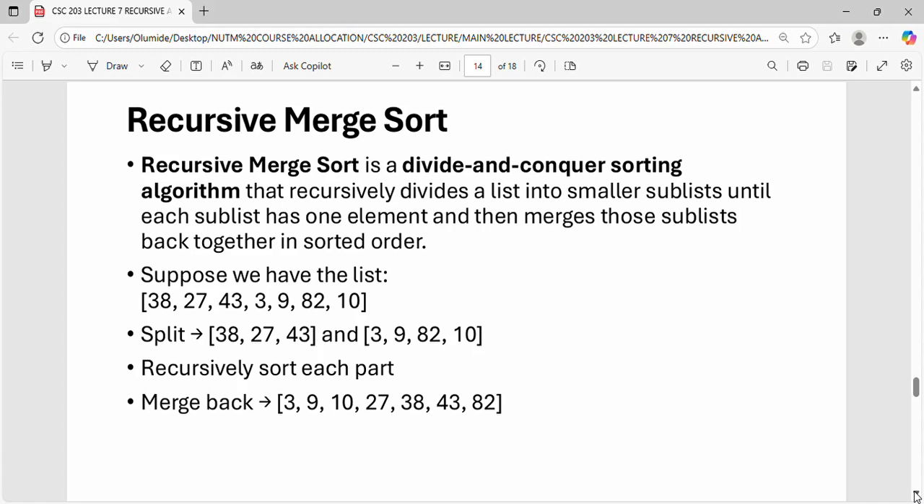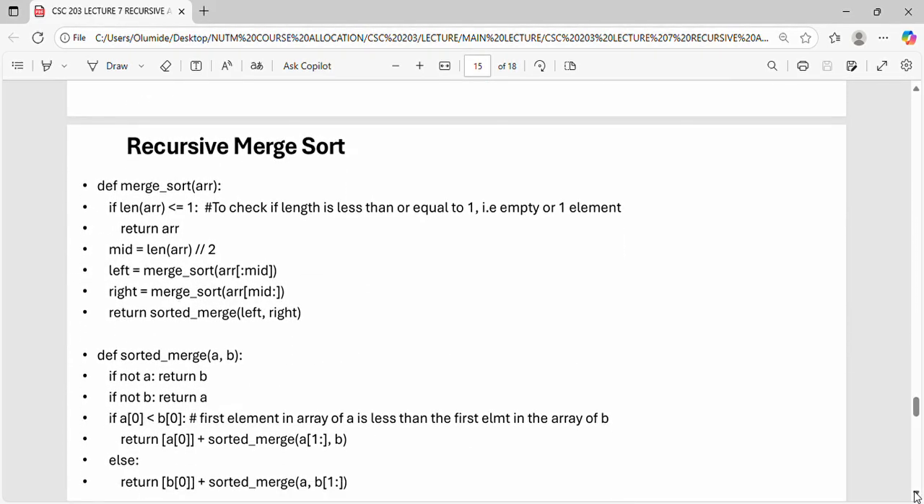Suppose we have this list now: 38, 27, 43, 3, and so on. So we split. When we split this, we have 38, 27, 43, then 3 goes with the right-hand side. Now recursively sort each part. After the sorting, this gives us back the same list, but arranged in ascending order. That is what the sorting does. When you split, then you sort back, and it gives you exactly the arrangement it's supposed to be.